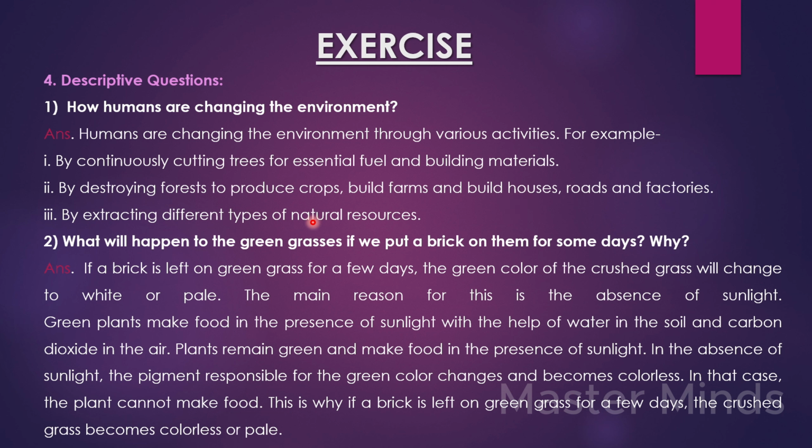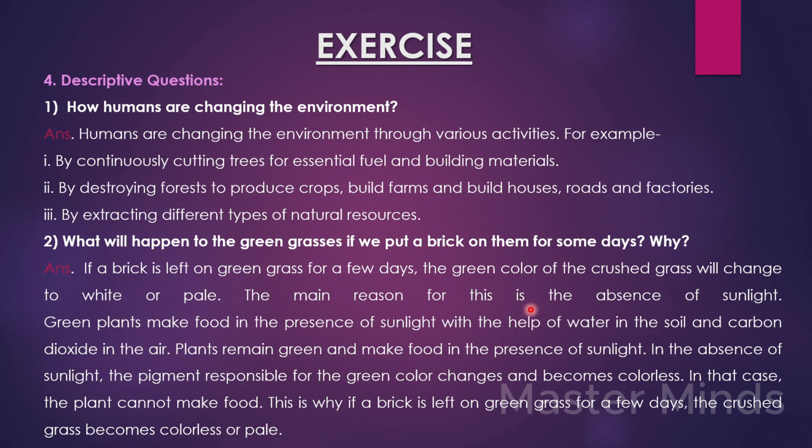2. What will happen to the green grass if we put a brick on it for some days, and why? Answer: If a brick is left on green grass for a few days, the green color of the crushed grass will change to white or pale. The main reason for this is the absence of sunlight.